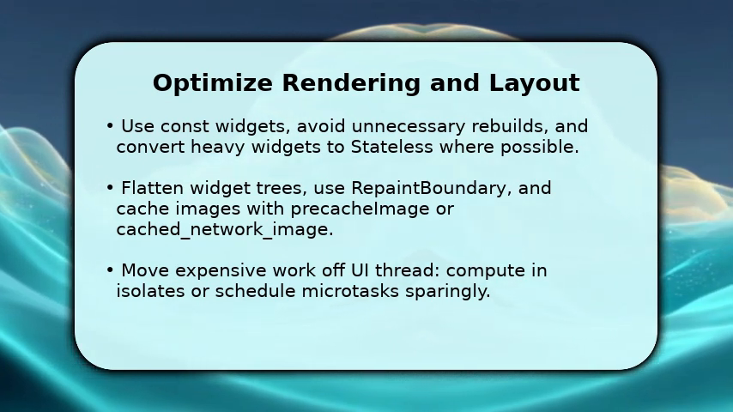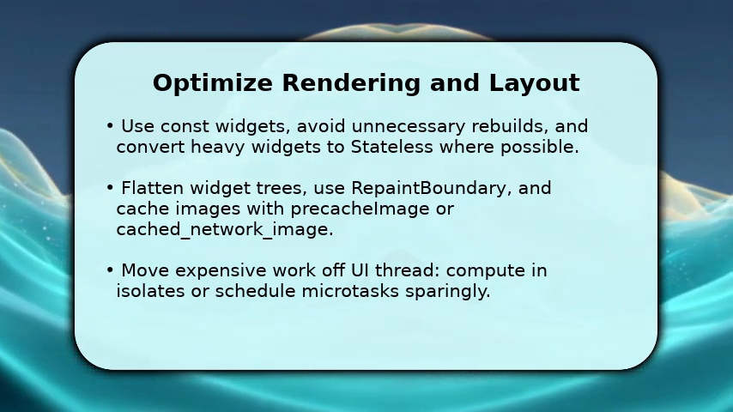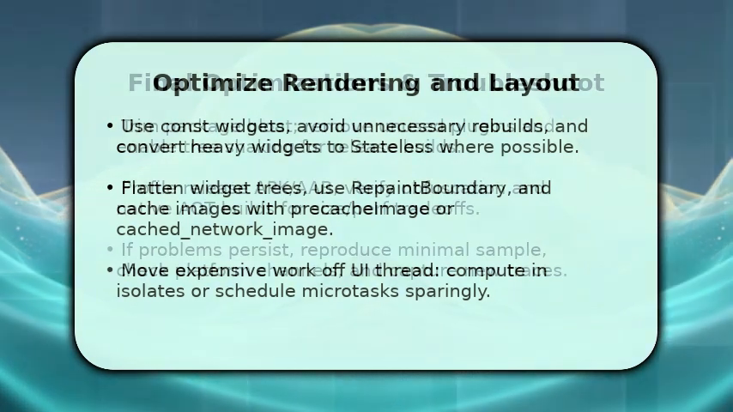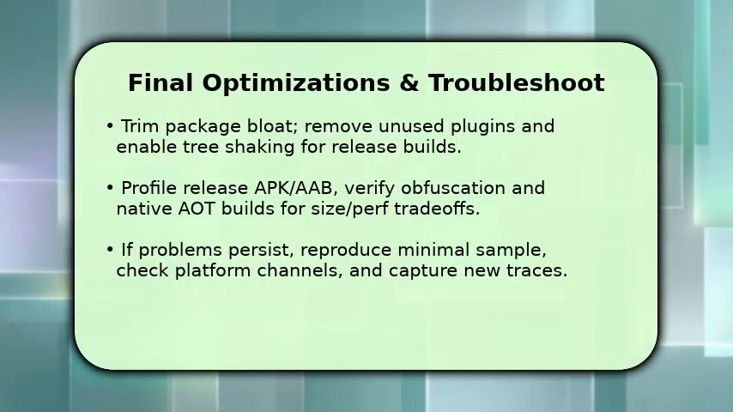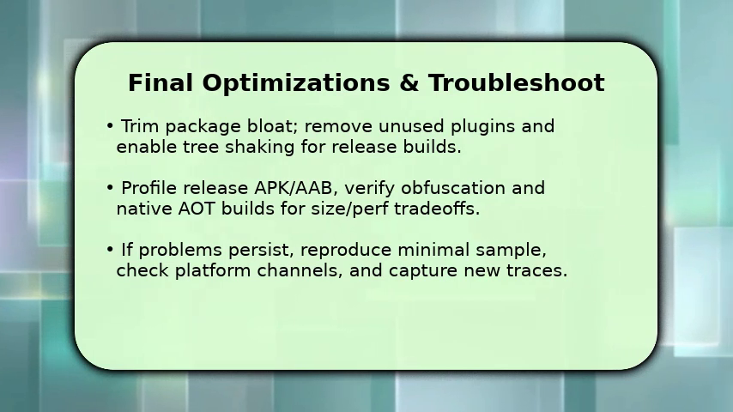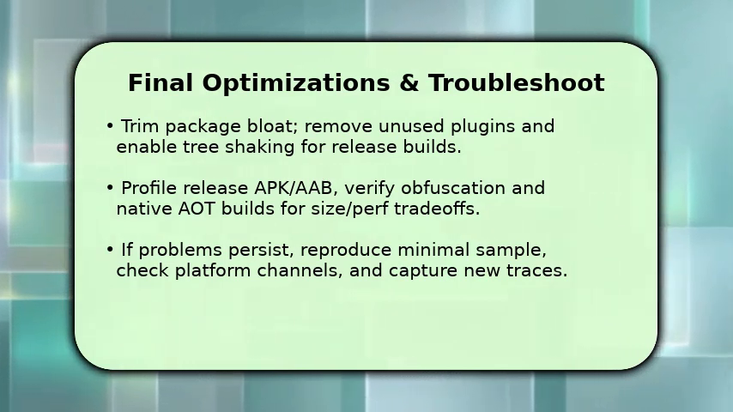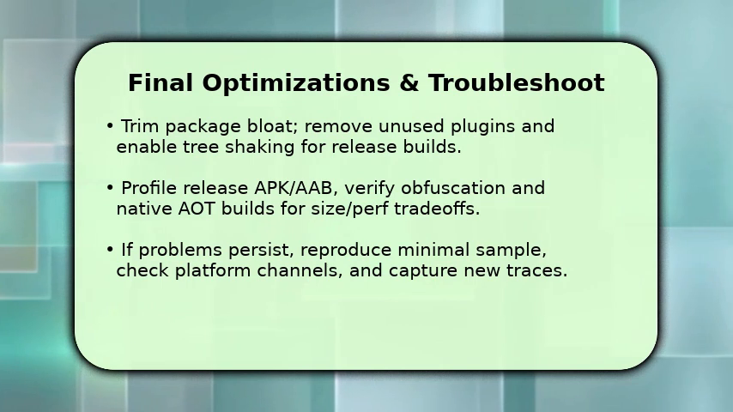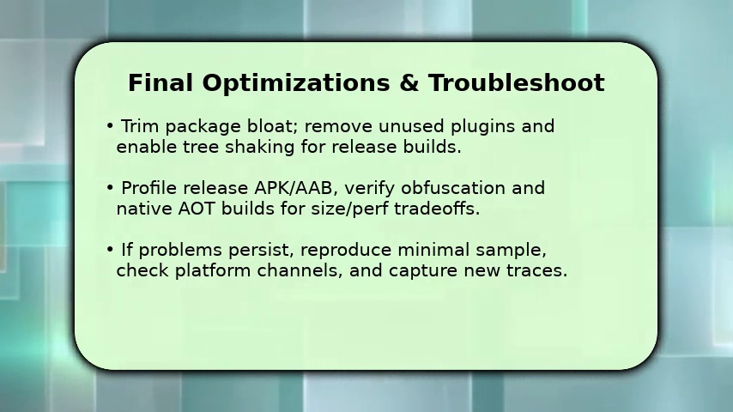You finish by trimming dependencies and enabling release optimizations. Tree shaking, AOT, and optional obfuscation to reduce code size and startup time. Build a release APK/AAB and profile it. Debug builds can hide issues.